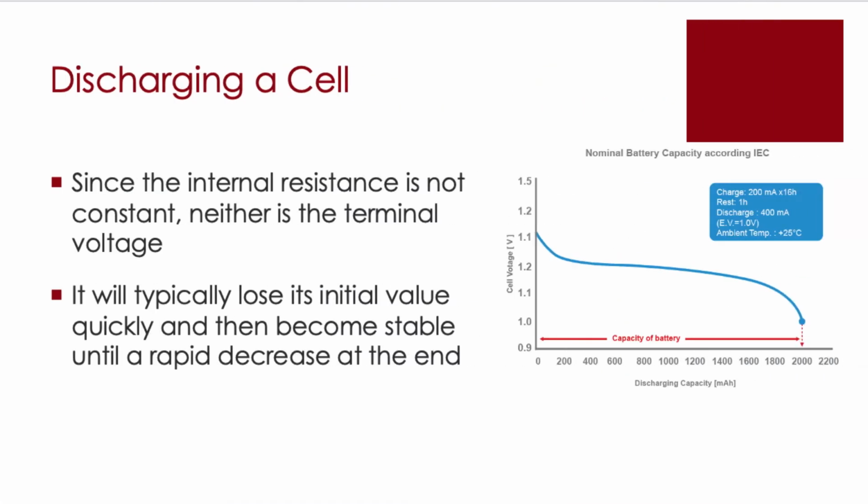When I discharge that cell, we have said before that it has an internal resistance, and the other thing that's really important is the internal resistance isn't actually constant. But you can see from my graph here, the terminal voltage across my cell will start off and drop very quickly at the beginning, but then for most of its life it's actually going to be very constant until we get to the end.